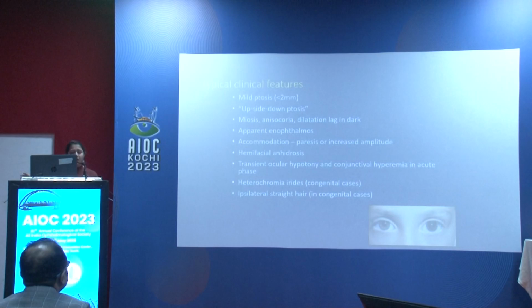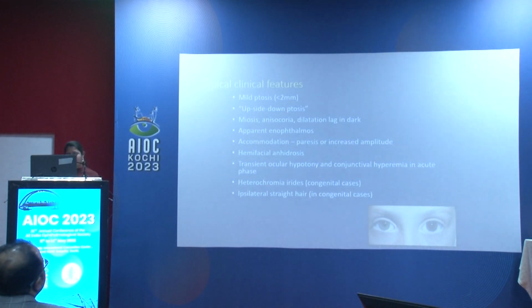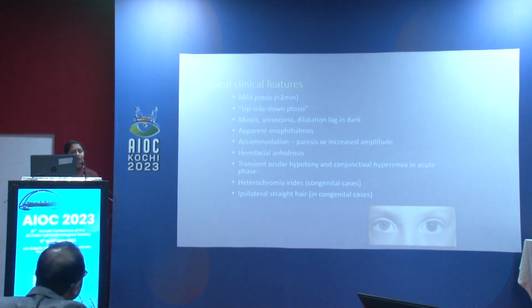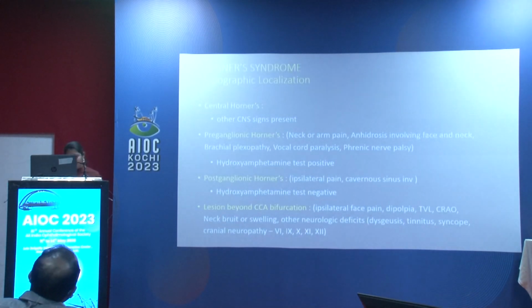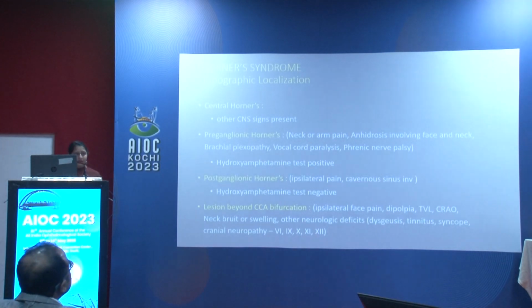Everyone should not go for pharmacological tests, but look for dilatation lag. Apparent enophthalmos, accommodation can be paresis or increased amplitude, both. Hemifacial anhidrosis. And you can see heterochromia iridis, most commonly seen, and ipsilateral straightening of the hair. It can be a central Horner, pre and post ganglionic.